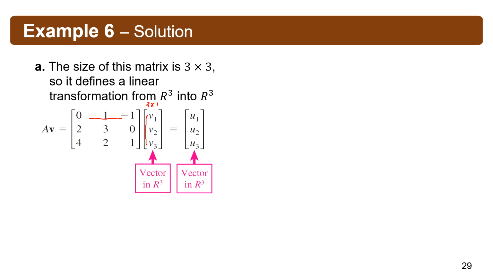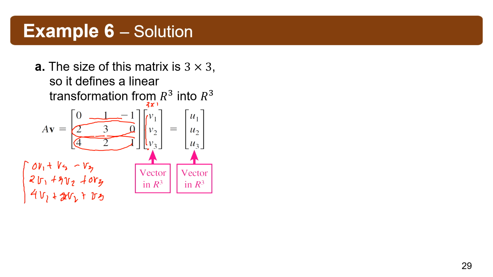So that will give you 1 row, or you say 0V1 plus V2 minus V3, okay? And then the next one here, multiply to this column, so that will be 2V1 plus 3V2 plus 0V3. And then the last one here, multiply to that column, that gives us 4V1 plus 2V2 plus V3, okay?